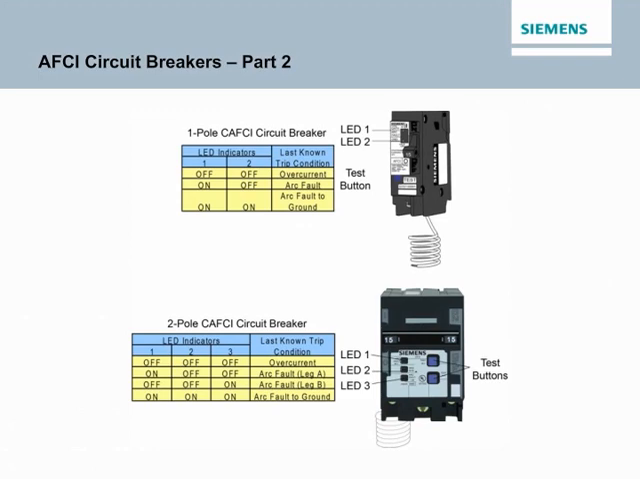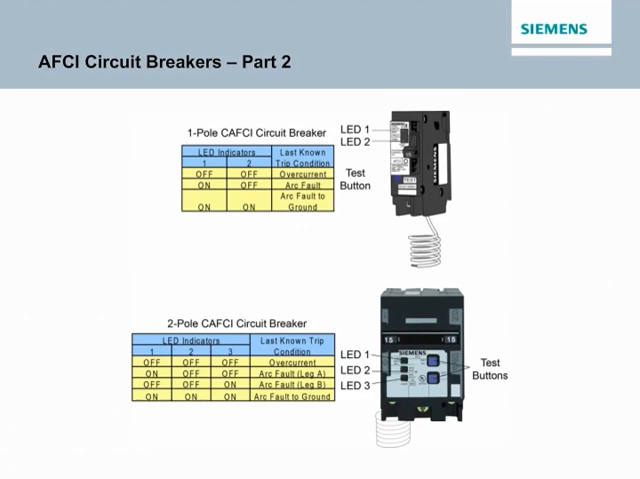As shown in the accompanying illustration, Siemens CAFCI circuit breakers are equipped with LED trip indicators, which help electricians and homeowners identify the cause of a tripped breaker. Siemens 2-pole CAFCI circuit breaker is intended for a different use than most 2-pole circuit breakers. Instead of being used with one 240 VAC circuit, it is intended for use on 2 1-pole 120 VAC circuits.